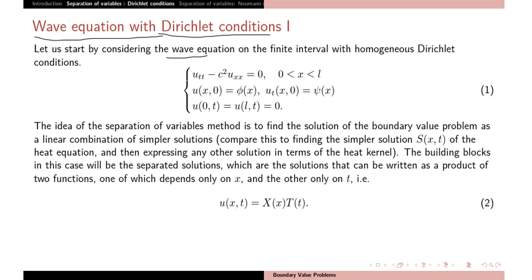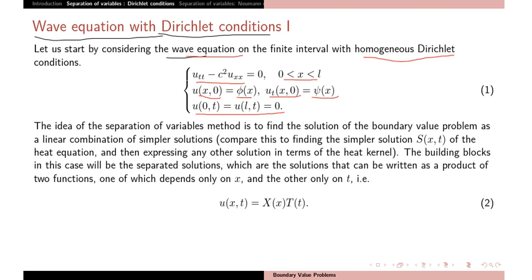So you have the wave equation with homogeneous Dirichlet conditions, u_tt minus c square u_xx on a finite interval. At t equal to 0, the solution is phi of x and the velocity is psi of x, with the boundary condition that u vanishes at both boundaries 0 and L.